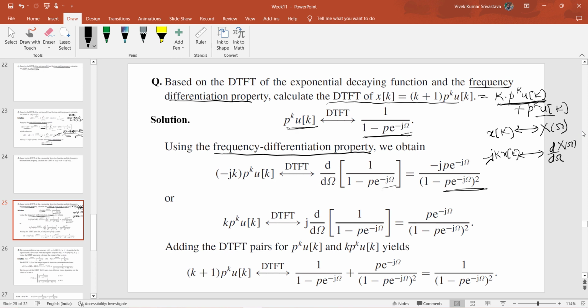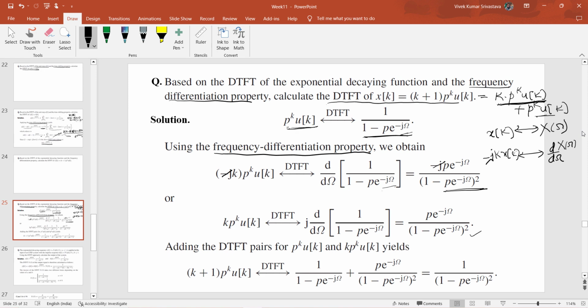Now we can cancel the factor of minus j from both sides. So you will get k into p raised to the power k u of k having a discrete time Fourier transform of p into e raised to the power minus j omega over 1 minus p into e raised to the power minus j omega, whole squared.